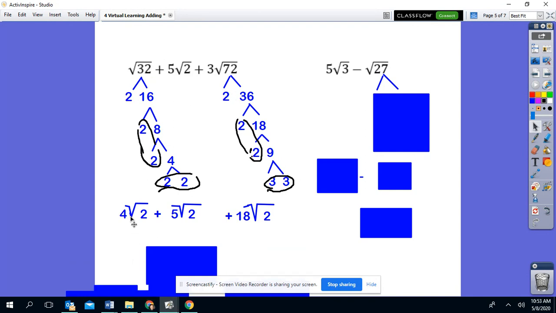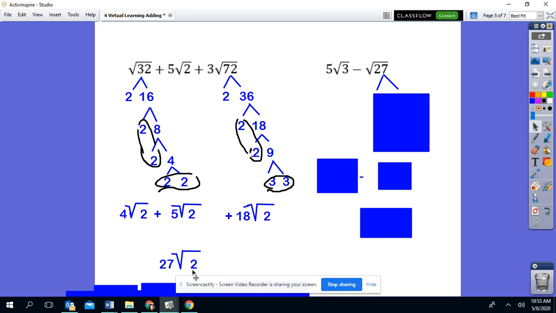So now all of these have like radicands. I've got a 2 under each radical sign. So I can just add the coefficients out front. 4 plus 5 is 9. And then 9 plus 18, that takes us up to 27. So our final answer is 27 times the square root of 2.